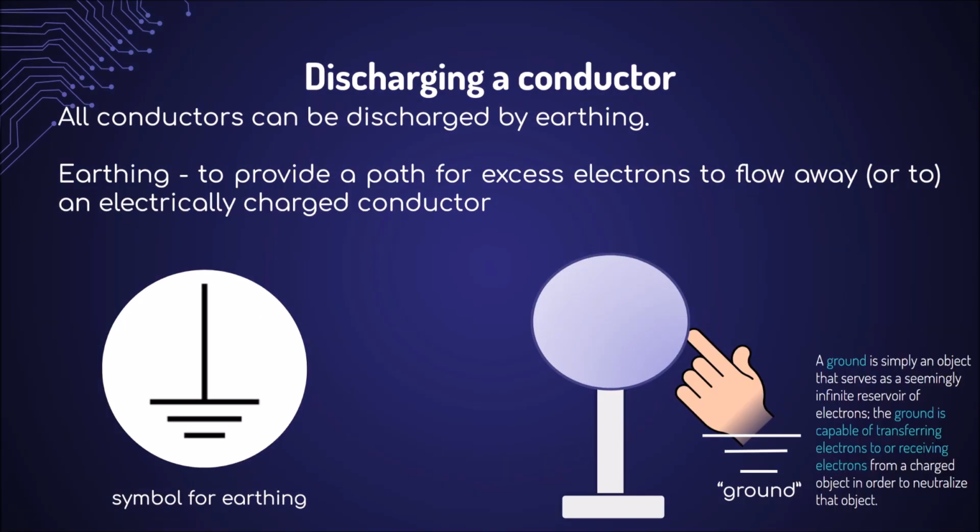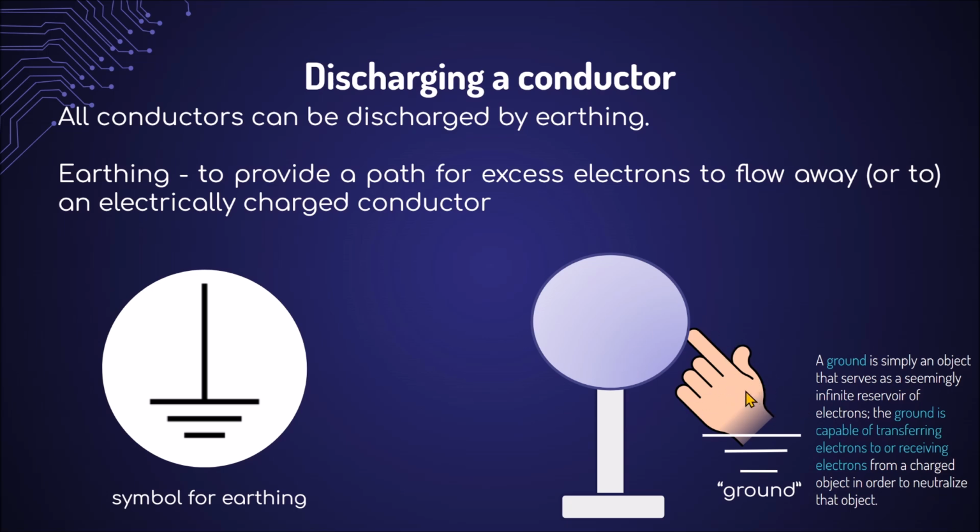In order to discharge a conductor, the best way is to connect the conductor to ground. This process is known as earthing. But firstly, what is ground? A ground is any object that can serve as an infinite reservoir of electrons, such as our own body. A human body is capable of allowing electrons to flow to and fro a charged object if we touch it. Our skin can conduct a bit of electricity, and that is why when we touch the sphere, electrons can flow away from or to the charged sphere itself. So the ground is capable of transferring electrons to, or receiving electrons from, a charged object in order to neutralize it. That is the purpose of a ground.